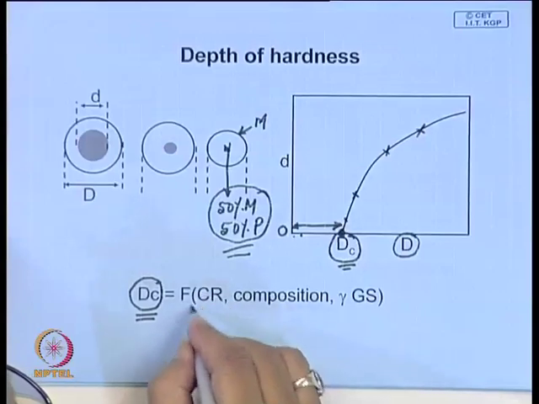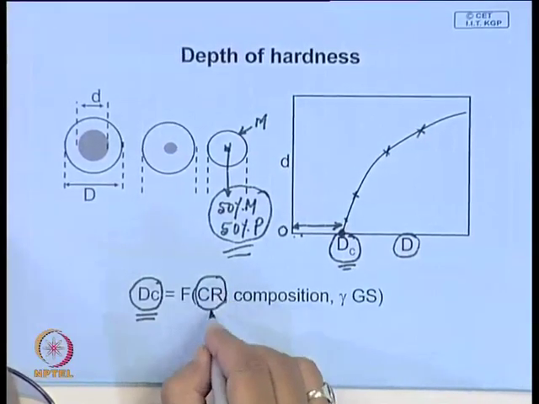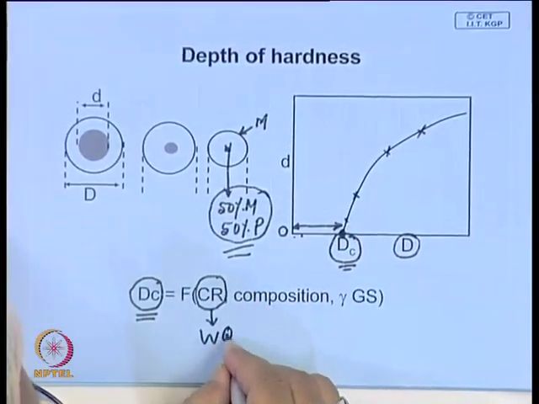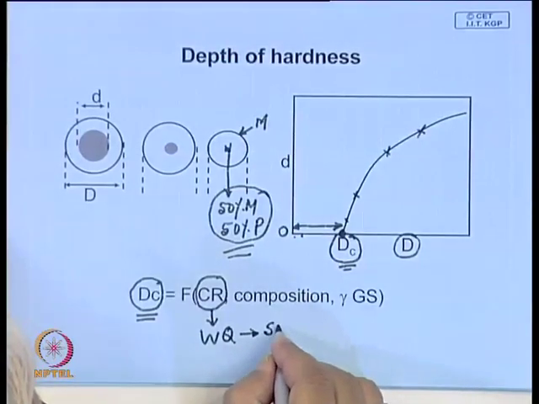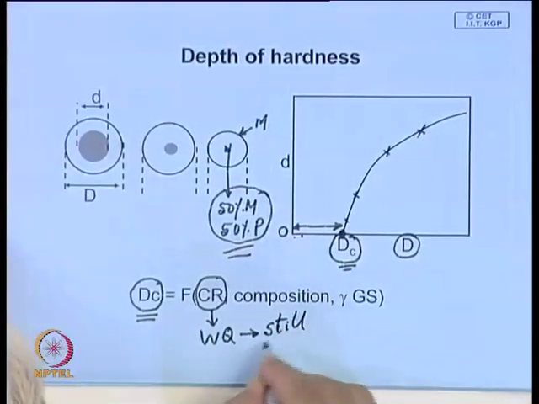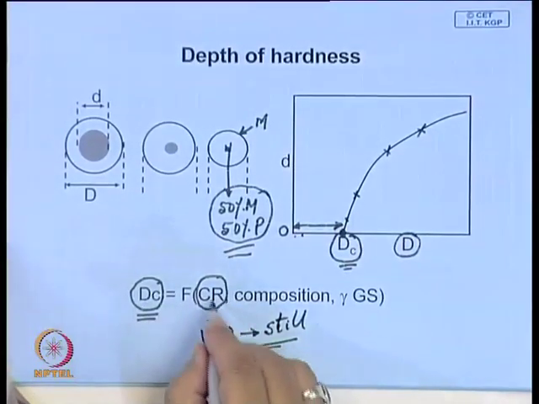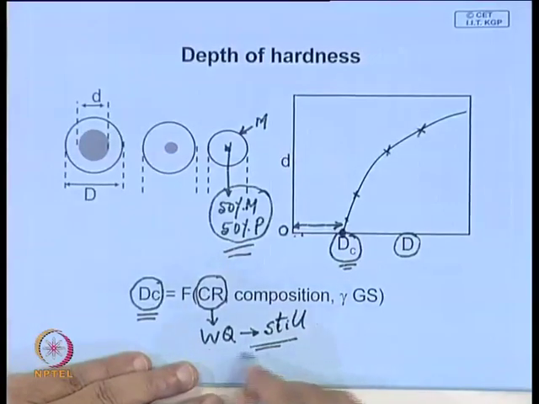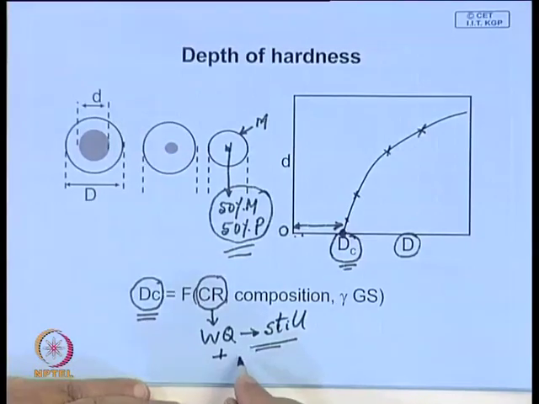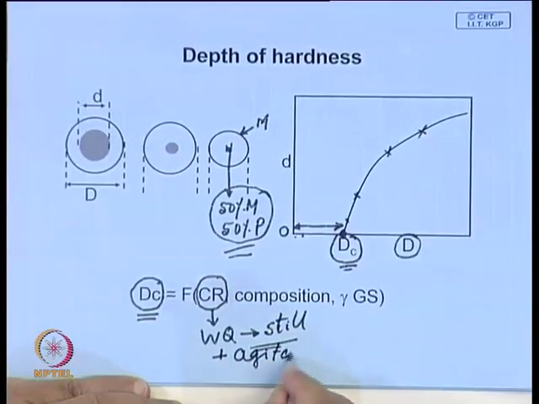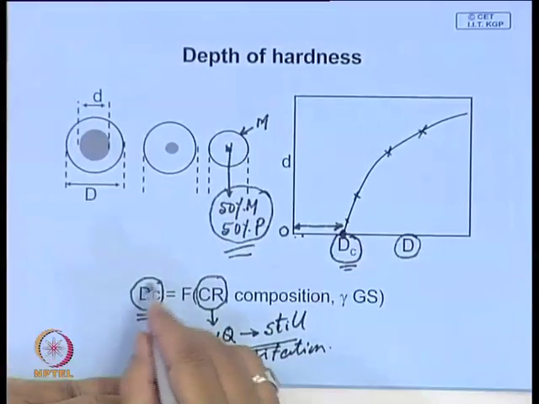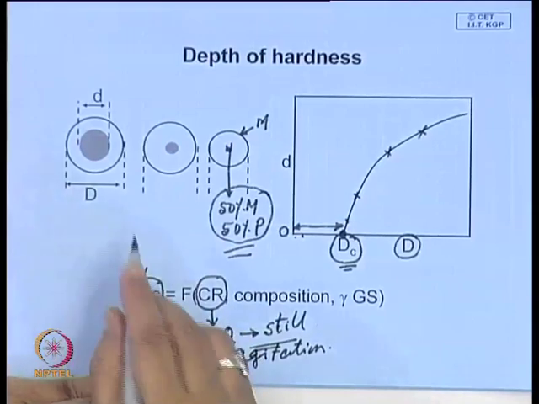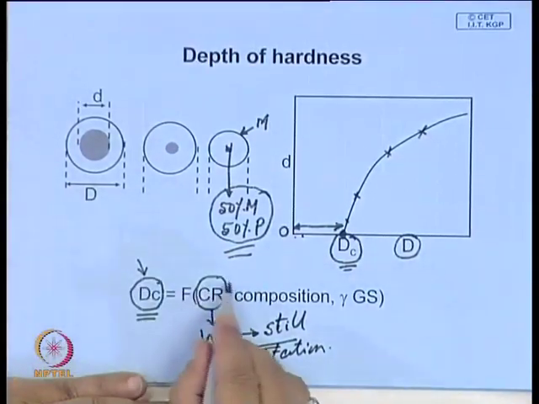Obviously one factor is the quenching medium that you are using, that is, the cooling rate. If you are quenching in water, with no agitation, you will have one value. When you quench in water plus vigorous agitation, you will find that this critical diameter will be higher. So, you cannot say that this is some kind of a material property.